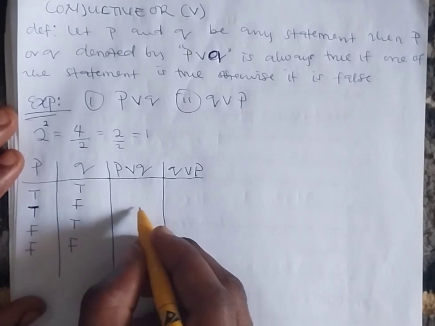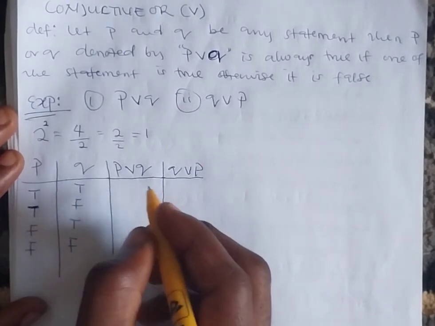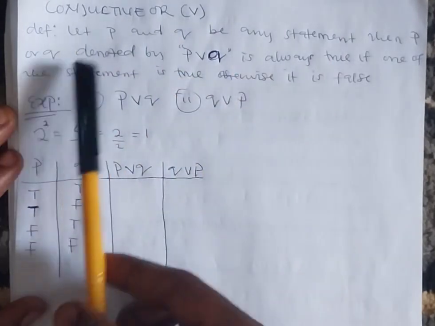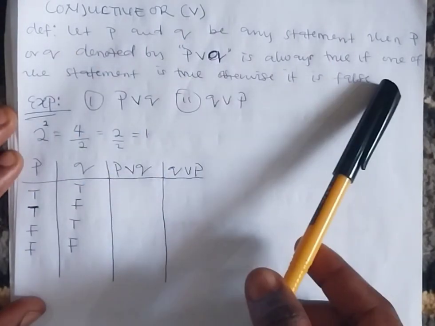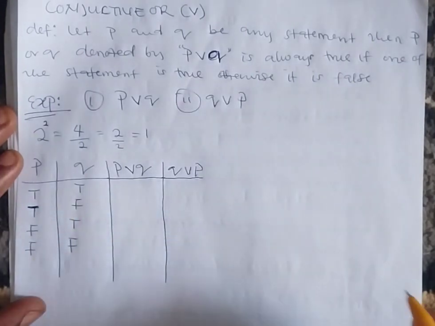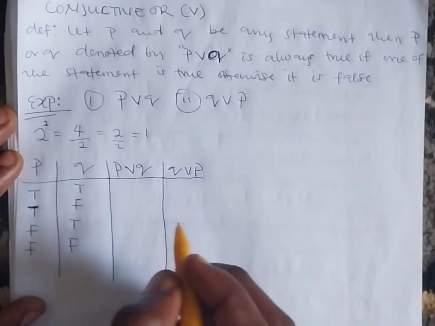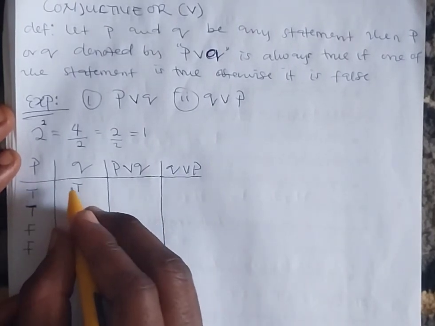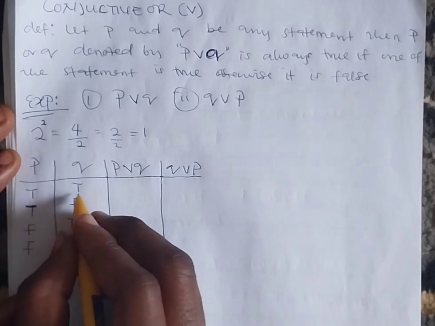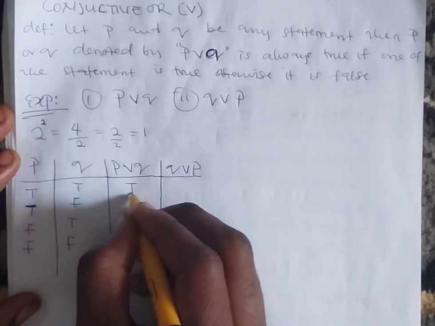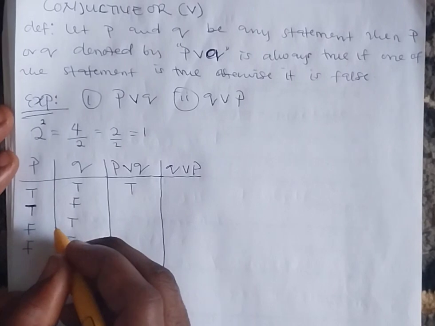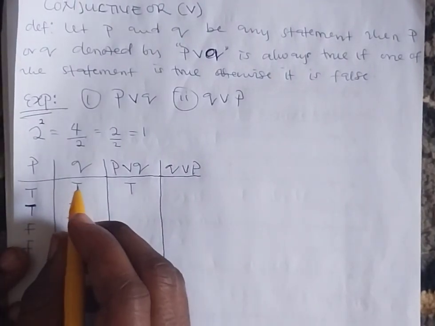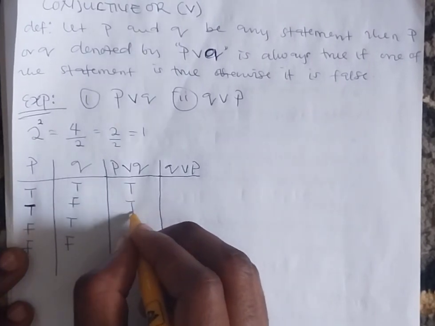So our conjunctive or said: let P and Q be any statement, then P or Q, denoted by this, is always true if one of the statements is true, otherwise it is false. Now, is one of the statements true? Yes, because P is true and Q is true, so automatically it is true. Here they said if one of the statements is true, P is true, so it's always true. So we're having true here.